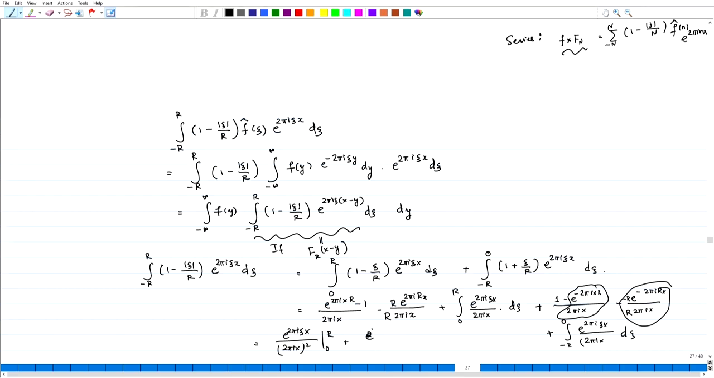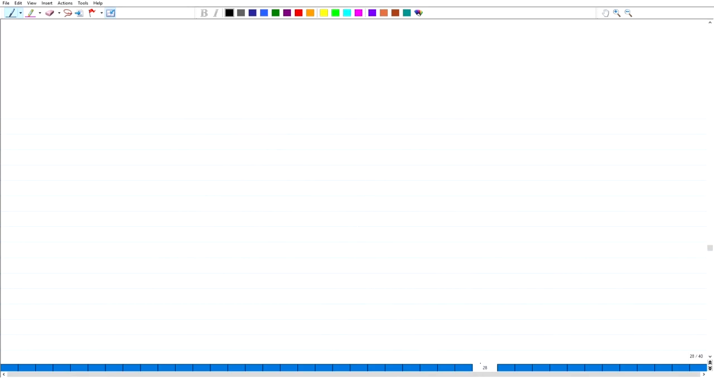e to the power, no, this is plus, e to the power 2 pi i x xi divided by 2 pi i x square, from minus r to 0. If we compute this, let us write it on the next page. This is going to be equal to e to the power 2 pi i r x plus e to the power minus 2 pi i r x minus 2, since minus 1 minus 1 is minus 2, and then this is r times 2 pi i x square.